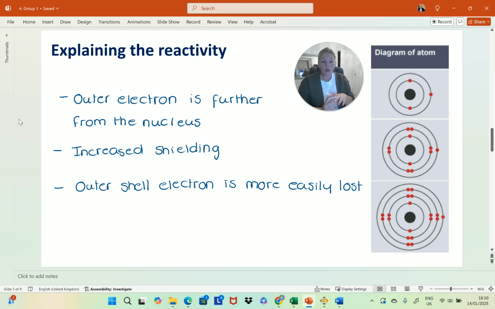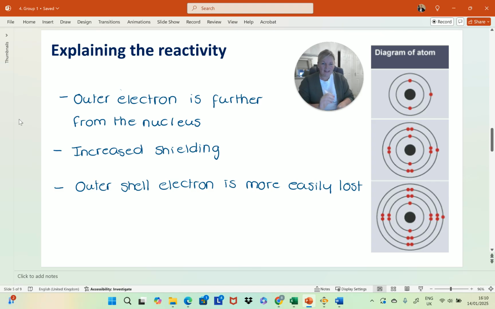Now I have seen a question that asks why is francium. We don't look at francium, it's far too reactive to have available to see these. You can find some YouTube videos of them, but just in school you wouldn't see it. But why is francium the most reactive? Because the outer electron is furthest from the nucleus, it has the most shielding, and therefore it's easier to lose the outer electron. So whatever the example, it always fits that pattern.